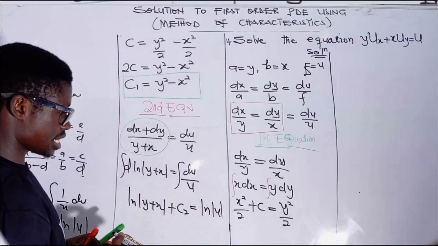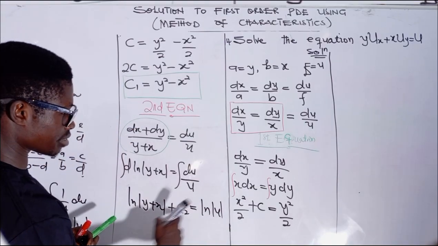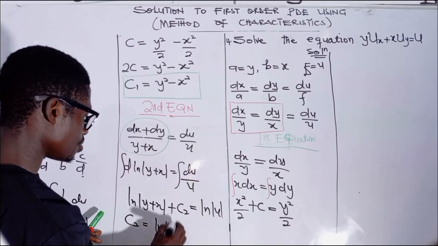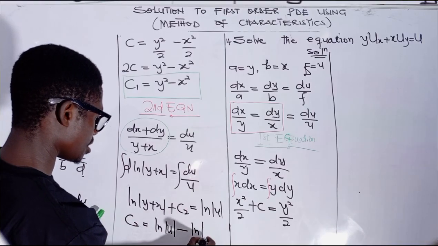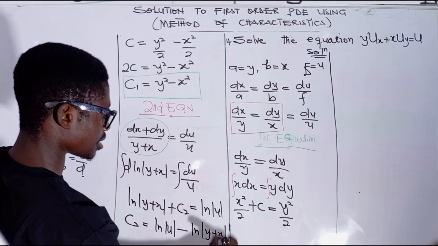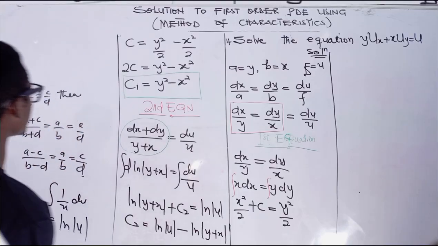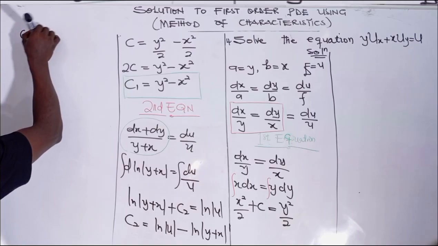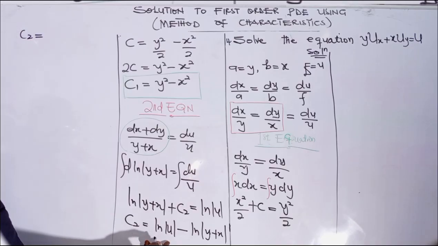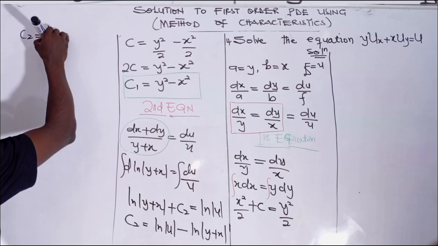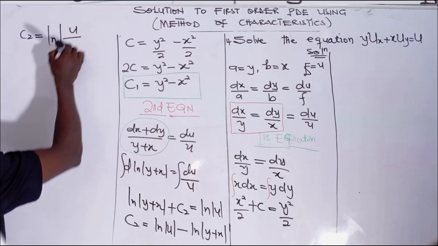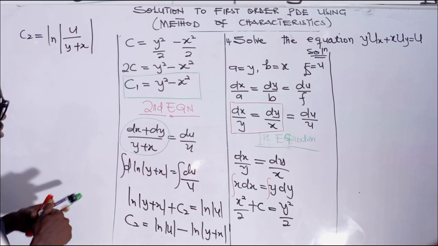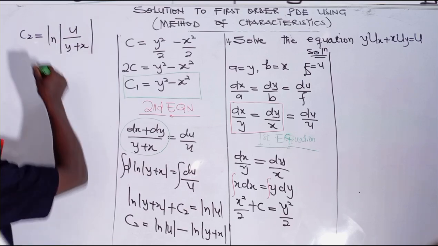So let's make c2 the subject, so we can send the whole of this to the right hand side. So we have c2 is equal to ln u minus ln of y plus x. Very easy and simple. Let's continue from this side. So we have c2 is equal to, applying our basic knowledge in logarithms, as I said earlier on, we pick one of the logs and then we divide their arguments, u over y plus x. So we have one of our solutions too. So this is one of our solutions.